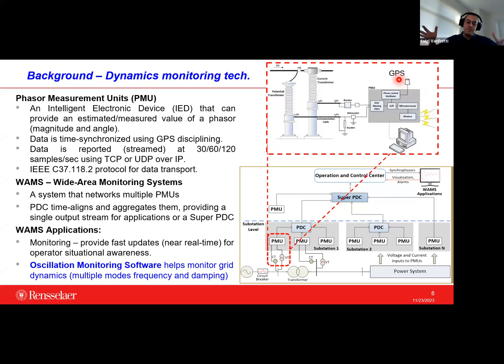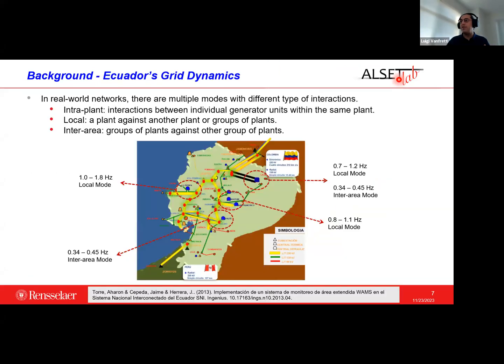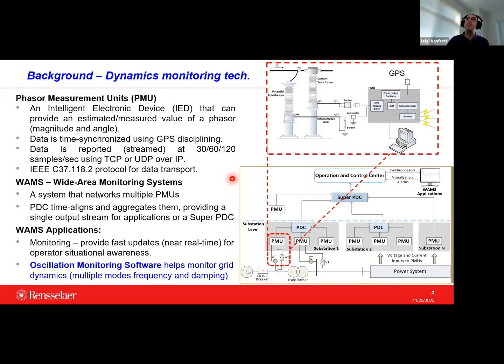Now you have, as in this example of Ecuador, hundreds, if not thousands of kilometers dividing this power plant here in the south and this one in the north that interact through the lines. So you have to have synchronization in the measurements to be able to compare them across a wide geographical scale. So for that, you have a GPS signal inside of this PMU device, and then that is time synchronized using GPS disciplining.